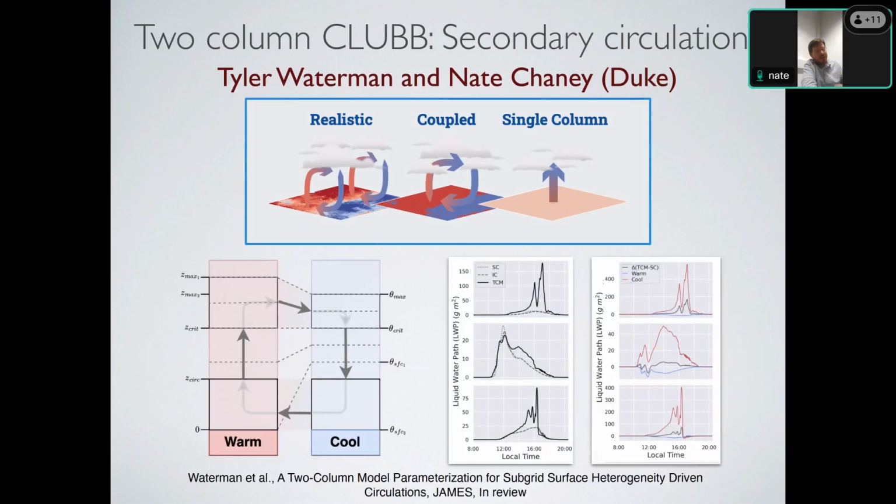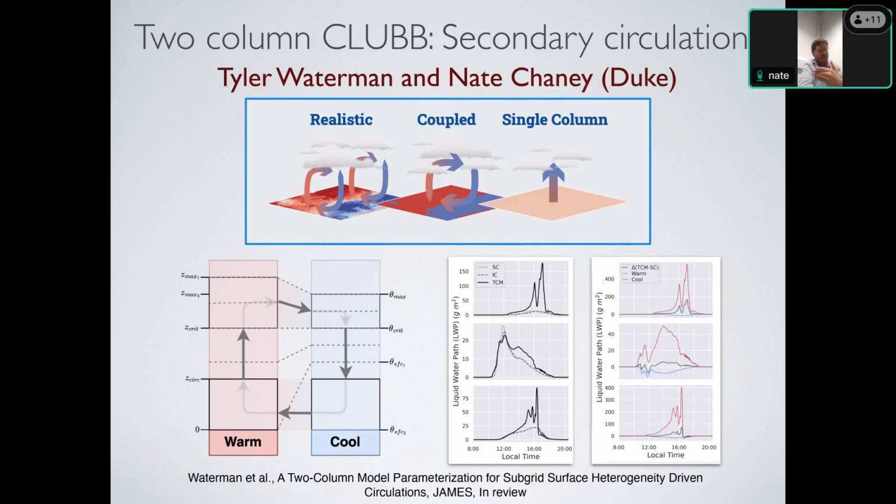So the next iteration that we did on this, and this is work led by Tyler Waterman, who's a PhD student that works with me at Duke, is we went for something we call a 2-column CLUBB. The idea is, if you think about these secondary circulations as emerging over a large hot patch and a large cold patch, what emerges is a circulation that brings moisture from the cool patch over to the warm patch, and that warm patch with a higher sensible heat flux is able to push it higher. And that then leads to an enhancement of cloud development.